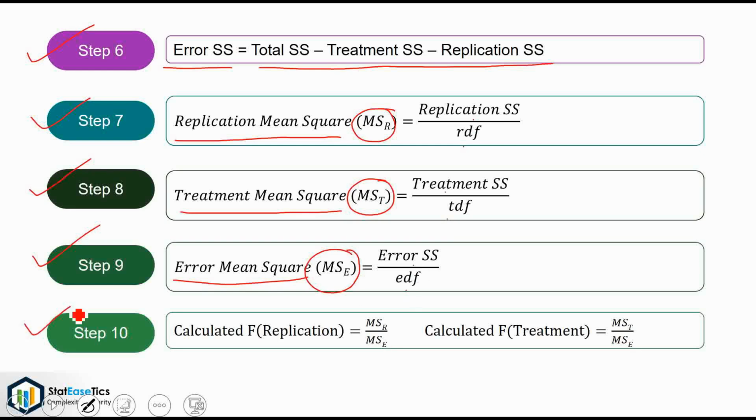Step 10 is calculation of F. So calculated F for replication is the ratio of MS replication to MS of error. And for treatment, calculated F is equal to the ratio of MS of treatment to the MS of error.